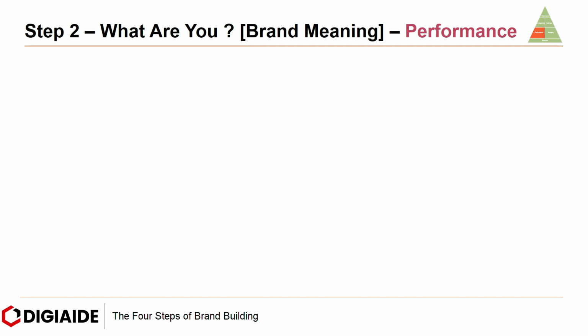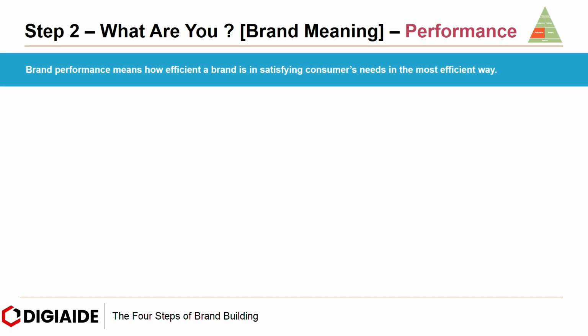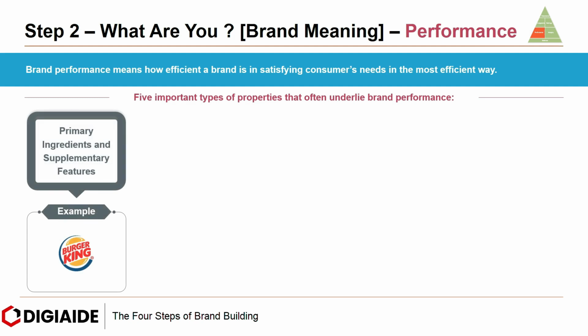Next, step 2, what are you? Brand meaning, and the corresponding block is performance. Brand performance means how efficient a brand is in satisfying consumers' needs in the most efficient way. 5 important types of properties that often underlie brand performance are: first, the primary ingredients and supplementary features. Example, Burger King's secret sauce.